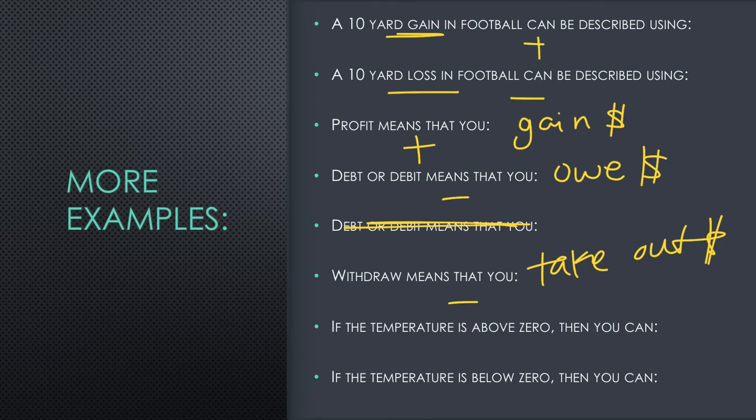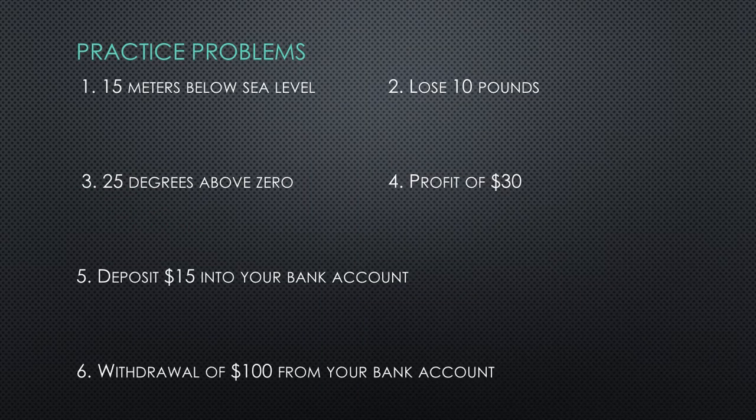If the temperature is above 0, then you can describe it using positive numbers. And if the temperature is below 0, then we can describe it using negative numbers. So we're just going to go over some words with numbers and see if they would be positive or negative, so then we can start our word problems. All right, 15 meters below sea level. Well, below sea level is down below, going negative, so we're going to write that as negative 15 meters.